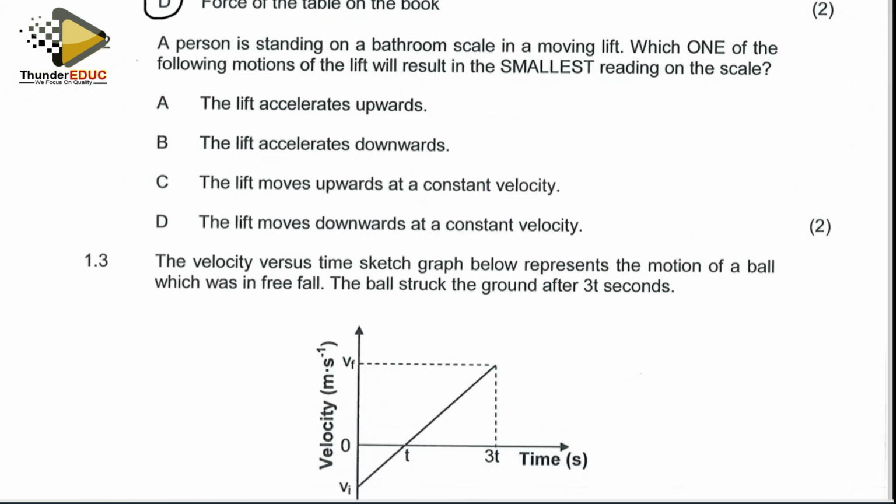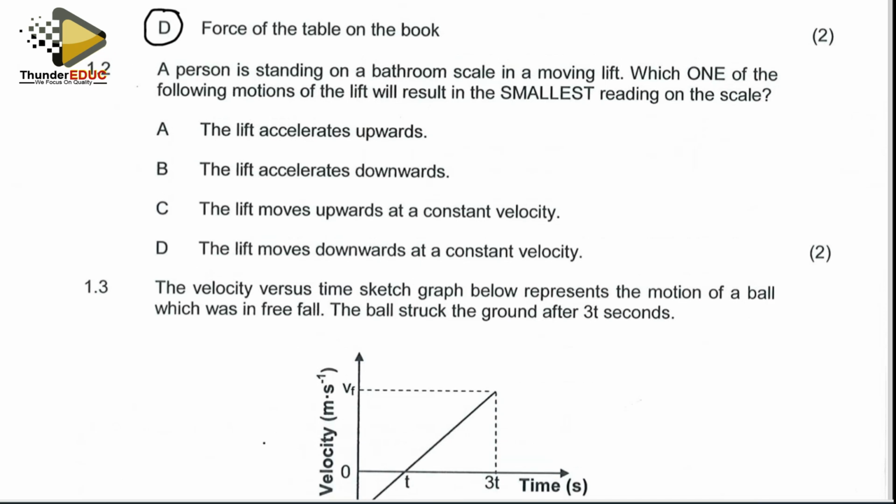And then 1.2. Telling us a person is standing on the bathroom scale in a moving lift. Which of the following motions of the lift will result in the smallest reading? When the lift accelerates upwards, when the lift accelerates downwards, when the lift moves upwards at a constant velocity, or when the lift moves downwards at a constant velocity. So I'm going with option B. When the lift is moving downwards, that's when the reading will tend to be smaller.